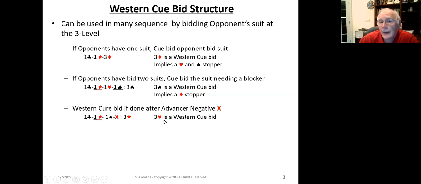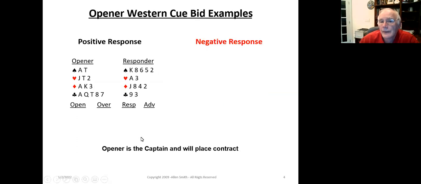Okay, and you do not have 4 spades, but you do have some diamond stoppers, but you do not have a heart stopper. Your partner has implied a stopper in spades by bidding spades. Not necessarily true, but implied it. So by bidding 3 hearts, you're in essence saying to your partner, I have a diamond stopper. If you've got a heart stopper, bid 3-no trump.